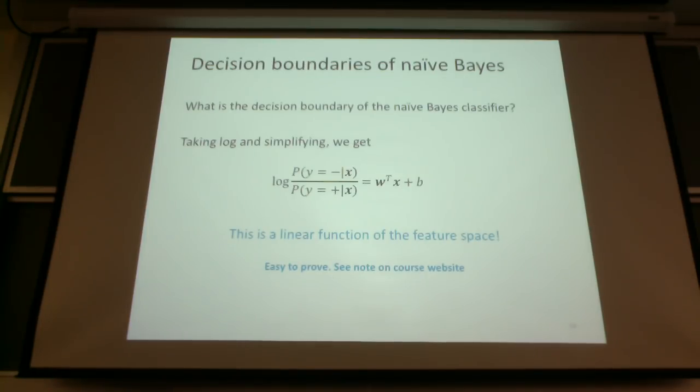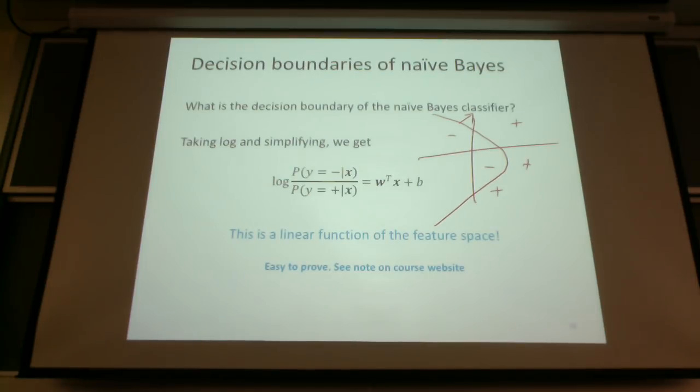It turns out that naive Bayes could have done anything. There's no reason for it to have put a linear decision boundary. If you have pluses and maybe you have minuses here, it could have done something like all of this is plus. There's nothing that prevented that from happening. It just so happened that the naive Bayes classifier is also a linear classifier.